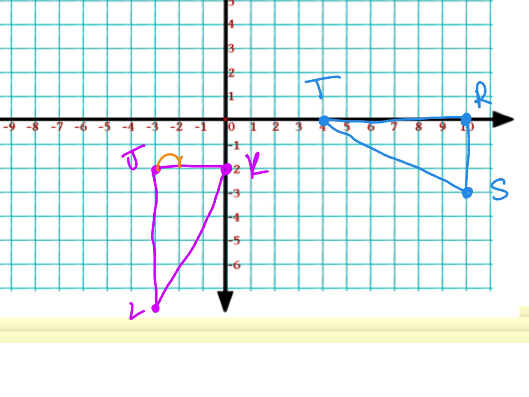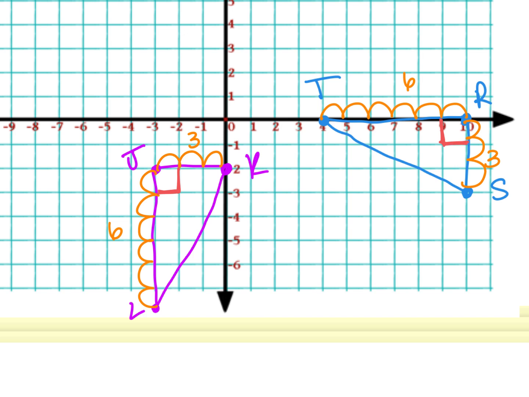I'm just going to count 1, 2, 3. I have 3 up here. 1, 2, 3, 4, 5, 6. And then I'm going to count this side. 1, 2, 3, 4, 5, 6. And 1, 2, 3. Are these right triangles? Yes. Okay, they're perpendicular to each other.